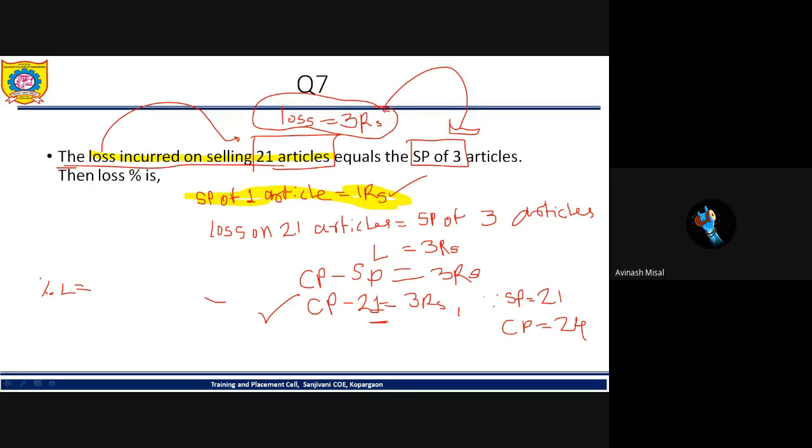Avinash, tell me percentage loss. 12.5. Tell me the formula. Cost price minus selling price upon cost price into 100. So have you understood this problem? Yes, sir. Okay.